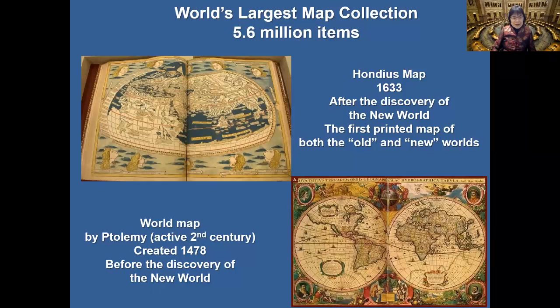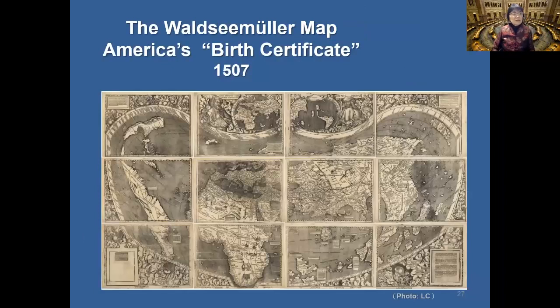But before that, in between these two maps, I'm going to show you another map. It's a famous map called America's Birth Certificate. Why is it called that? Notice it was published in 1507. It's called Waldseemüller's map. I think it was printed in Germany and later got lost, and then years later was discovered in a monastery in France, if I remember correctly.